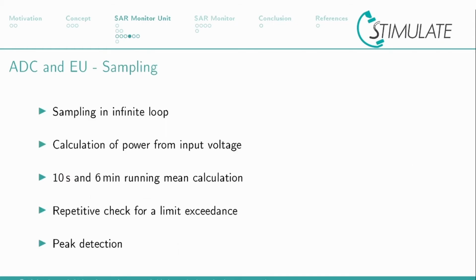The sampling is also organized in an infinite loop, in which the ADC data is read in and the input power is calculated based on the ADC data. In parallel, the 10 seconds and the 6 minutes mean are calculated, and it is repetitively checked if a limit is exceeded. Furthermore, a peak detection is performed as well. Every time a limit is exceeded or a new command is sent to the microcontroller while sampling, the state changes to communication.